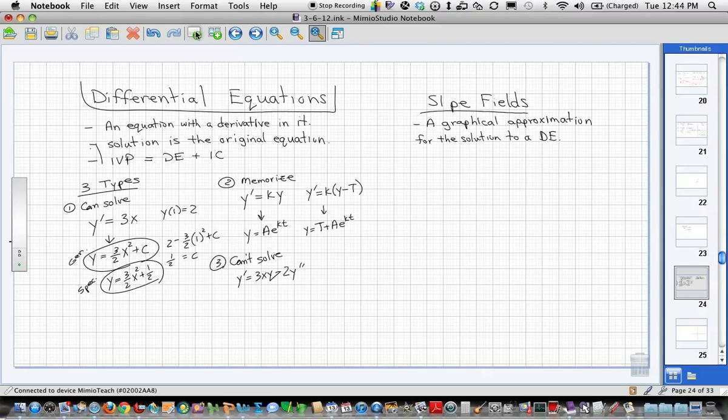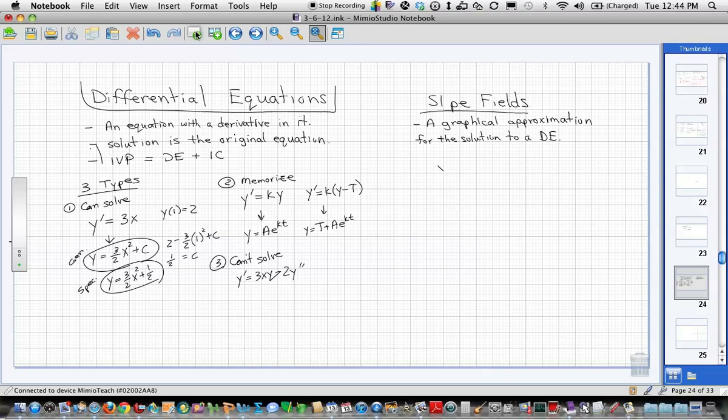A graphical, so now you can kind of see a little bit of how this is going to connect to what we've been doing in this chapter. It's an approximation to the solution. Just like left, right, trapezoid, midpoint, Simpson are approximations to the area under a curve. They're approximations of an integral. A slope field is a graphical approximation to the solution of a differential equation.